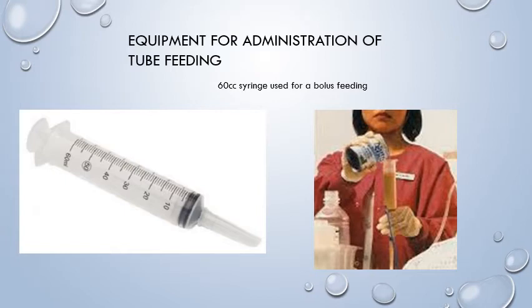Explain the procedure to the person and provide for their privacy. Position the individual as instructed by the delegating nurse. For a bolus feeding, the syringe tip is placed into the end of the tube. The bolus feeding is done with a 60 cc syringe. You will pour the liquid into the syringe and allow it to run in.